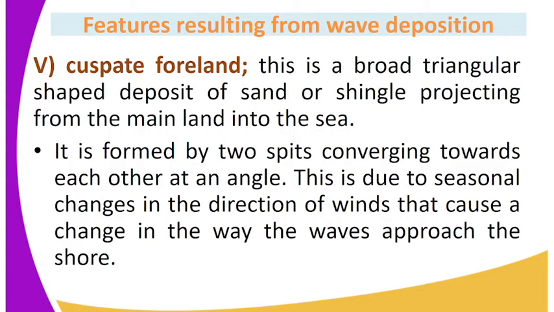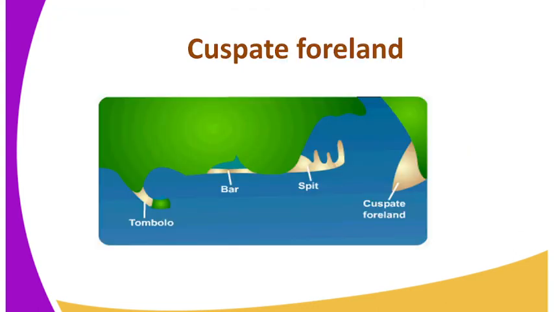The other feature is Cuspate foreland. This is a broad triangular shaped deposit of sand and shingles projecting from the mainland into the sea. It is formed by two spits converging towards each other at an angle. This is due to seasonal changes in the direction of wind that cause a change in the way the waves approach the shore. That is Cuspate foreland. It has the other features also, the spit, the bar, and the tombolo.